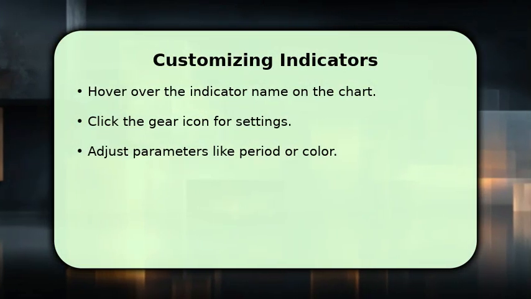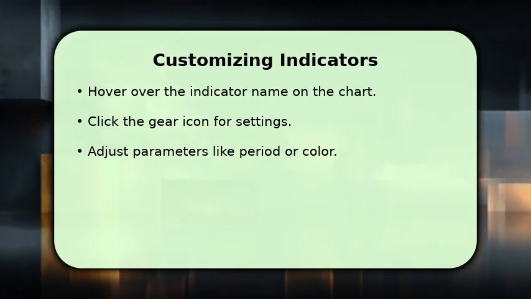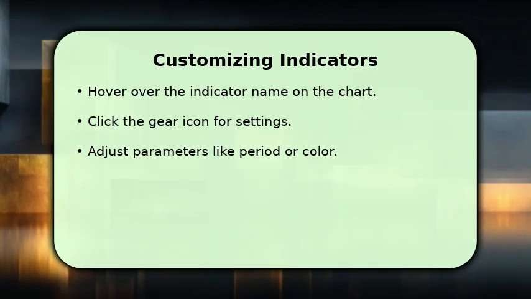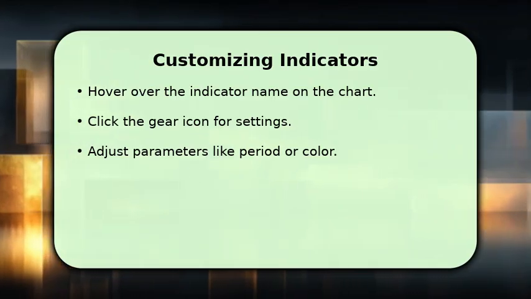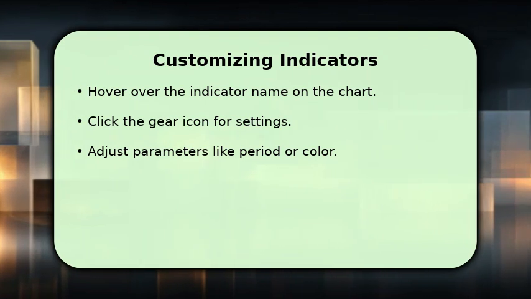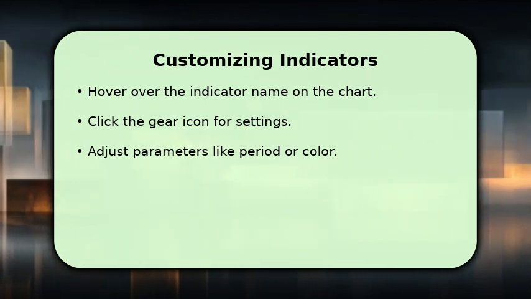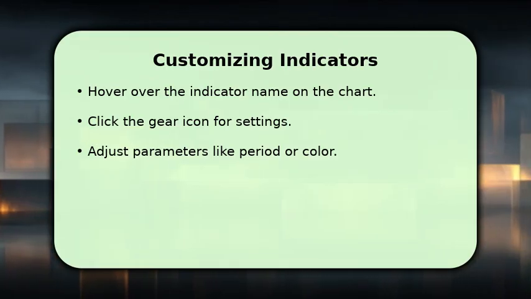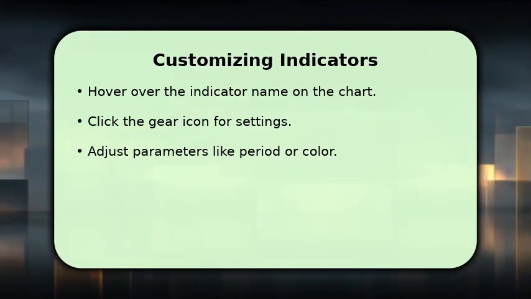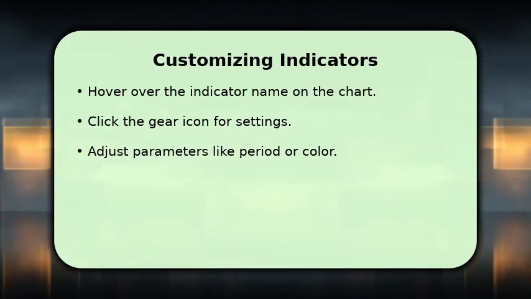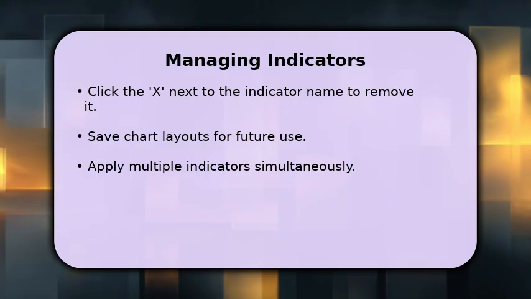Once an indicator is on your chart, you can easily customize its settings. Hover your mouse over the indicator's name, usually found at the top left of the chart, and a small gear icon will appear. Click this icon to open the settings panel. Here, you can adjust parameters such as the period, source, or even change the color and line style to suit your preferences.